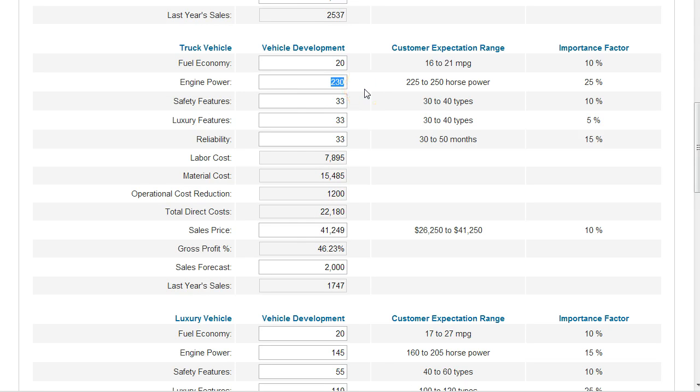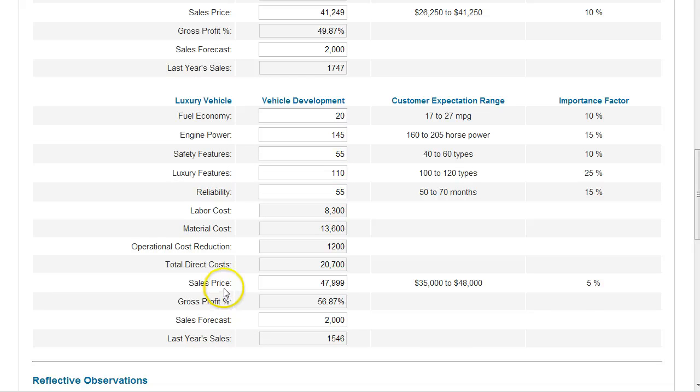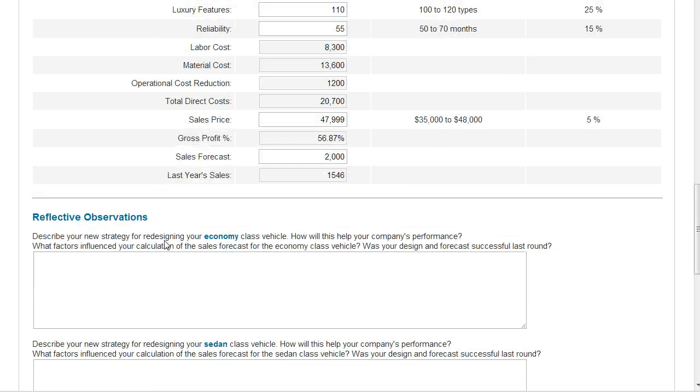I'm going to lower my horsepower, which is going to lower my sales, but it's going to increase my profit margin. It's a trade-off I'm going to make because I want to make sure that I can meet or exceed my profit margins.